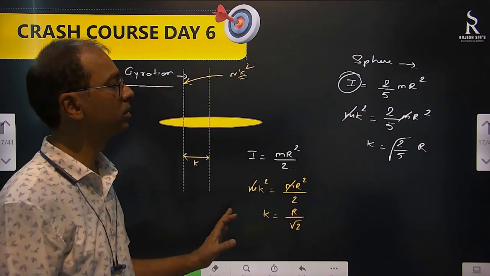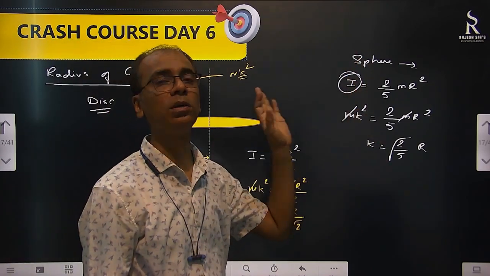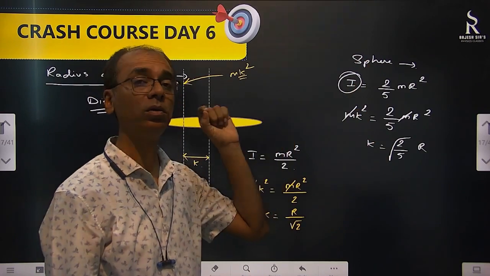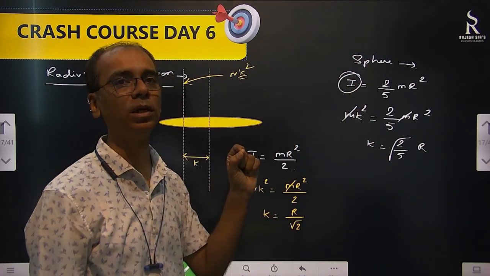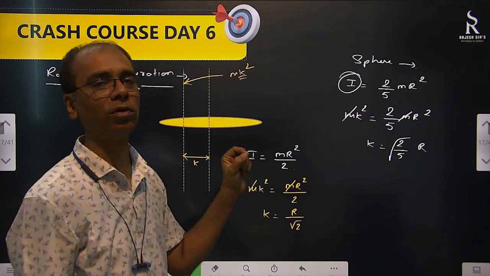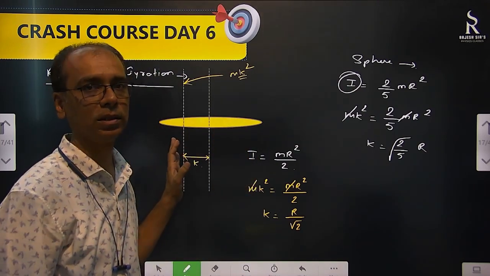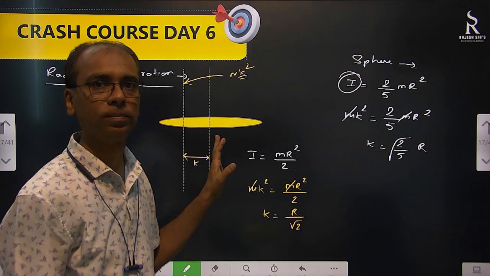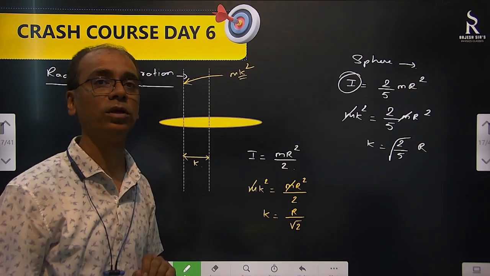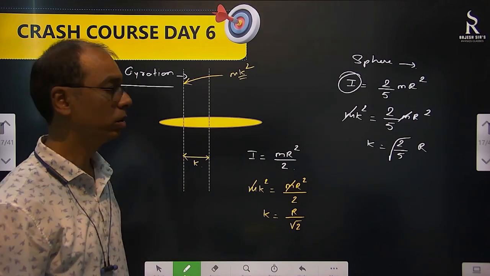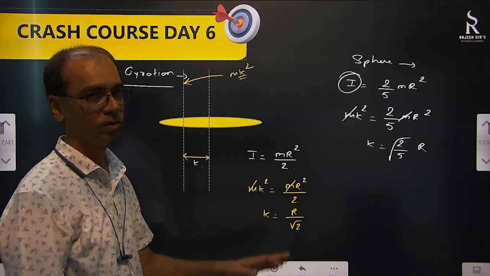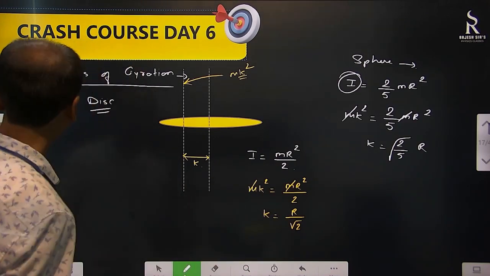How to calculate radius of gyration? Just equate the moment of inertia about the known axis with mk square. Then K will give you the distance of the other axis from the known axis, where we can say moment of inertia is mk square. That's all. That's radius of gyration. Okay, so this is how we calculate radius of gyration. Let's come back.